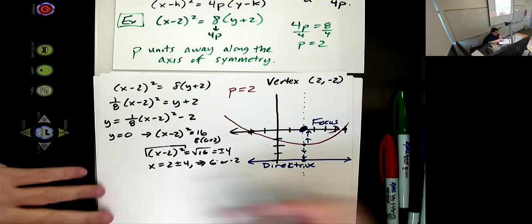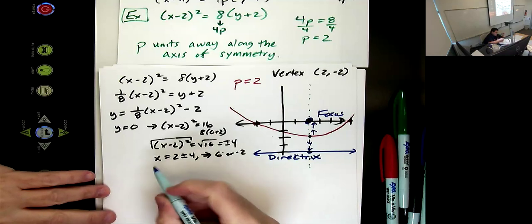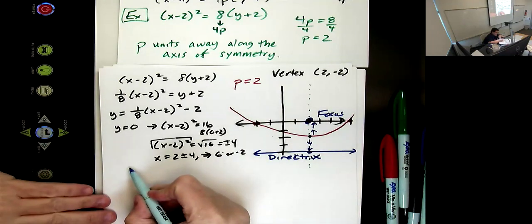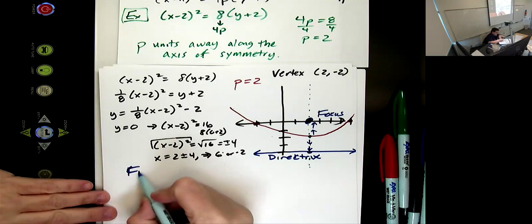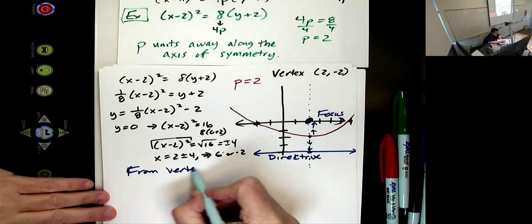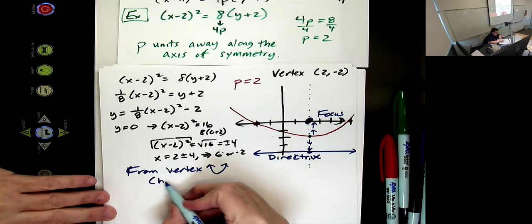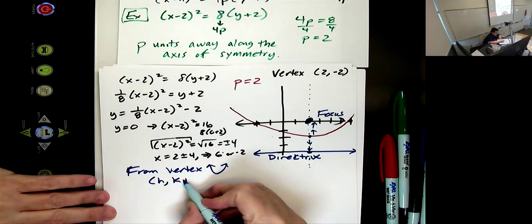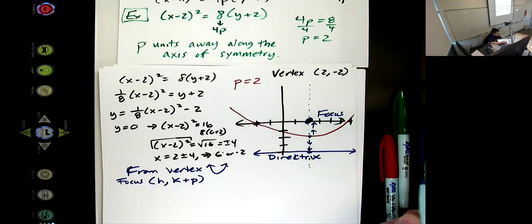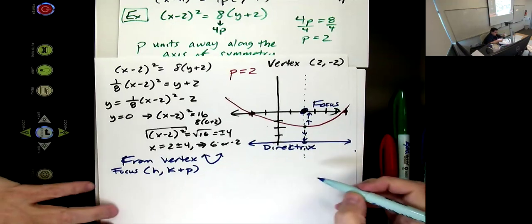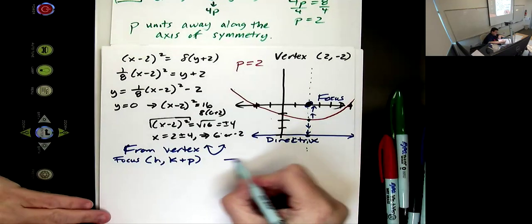So to find the focus in terms of points, if I didn't have such a great graph like I do, since this is going up and down, I'm going to add p from the vertex. If it's opening up, we do h, k plus p to get to the focus. So here we got 2, 0.